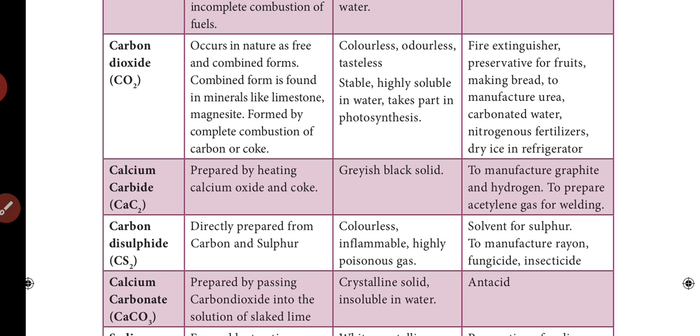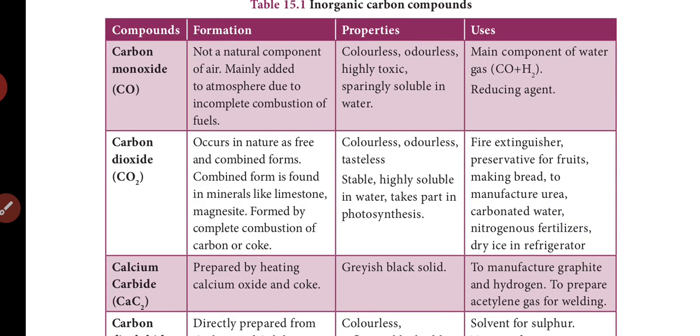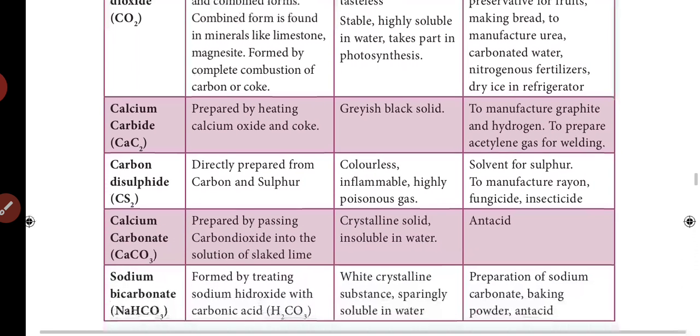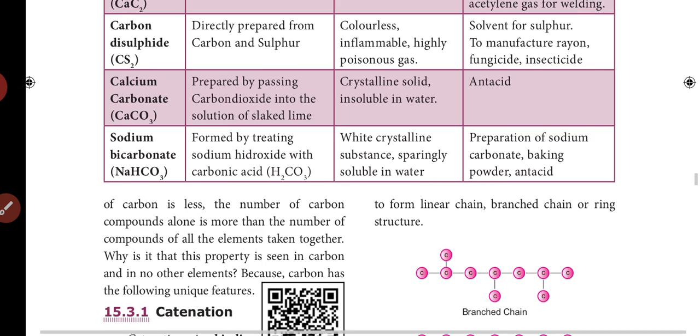Then carbon dioxide, it is used as a fire extinguisher, preservative for fruits, making bread, to manufacture urea, carbonated water, nitrogenous fertilizers, dry ice in refrigerator. Then carbon monoxide is a main component of water gas, CO plus H2, and it is used as a reducing agent. And you can see the formation and properties of all these compounds. Go through this tabular column. It may be asked in 2 mark, or in 4 mark, or in 7 mark. Okay, so be thorough with this tabular column.